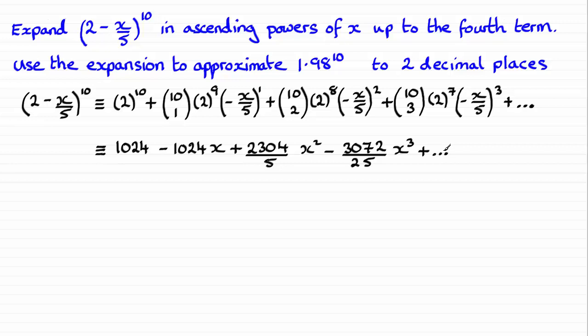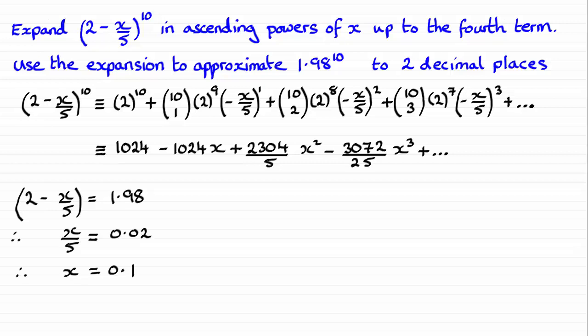Now, when it comes to approximating 1.98 to the power 10, all I need to do is equate 2 minus x upon 5 to 1.98 and work out what our value of x is. If you do that, you should find that rearranging this gives you x equaling 0.1, which is a small value. So we should get a pretty reasonable approximation in the long term.